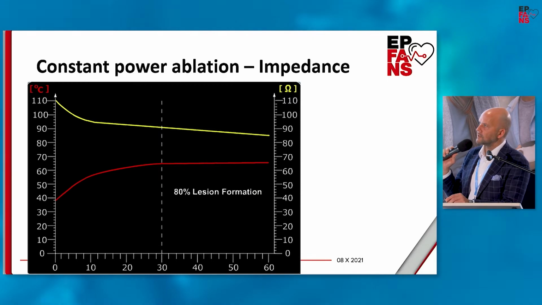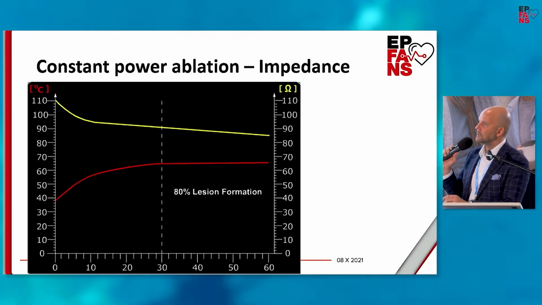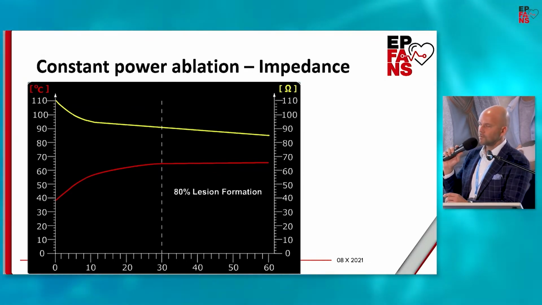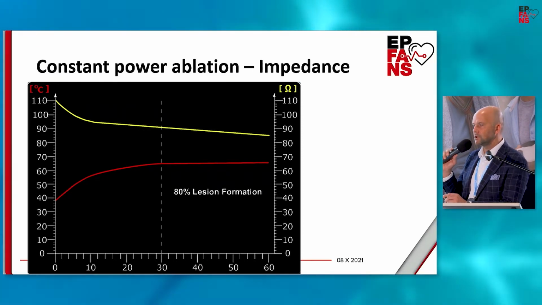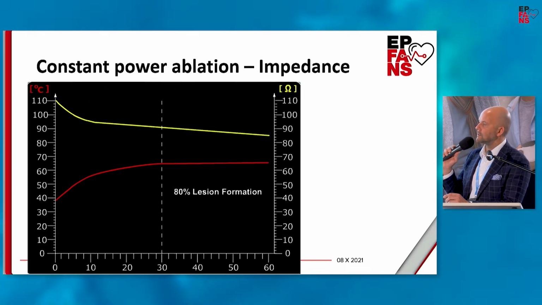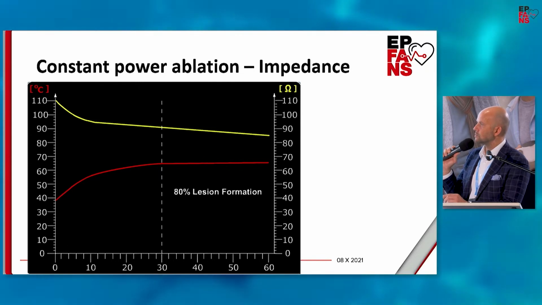It is important to observe the impedance behavior during ablation. If the impedance drop is less than 10%, it indicates that lesion formation is ineffective. If it's more than 15%, be careful and manipulate the catheter with caution, because this may lead to overheating and steam pop.